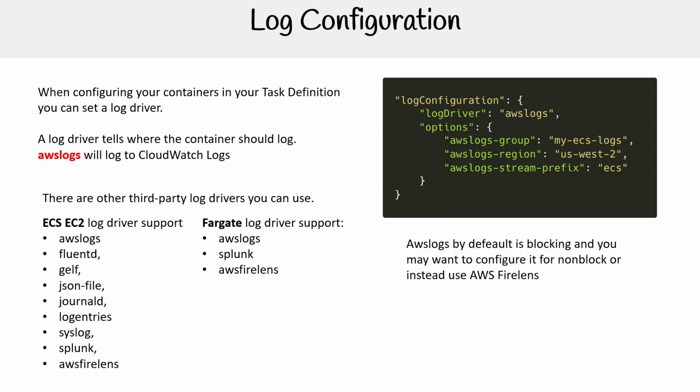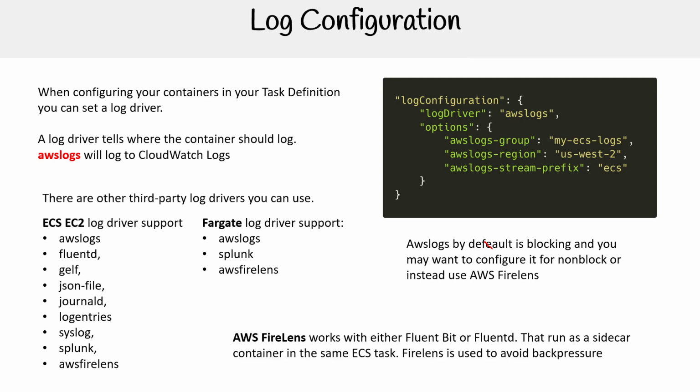AWS Logs by default, and yeah, I see the spelling mistake. I apologize on there. I don't think that E is supposed to be there. By default it is blocking, and you may want to configure it to non-blocking or instead use AWS FireLens. So FireLens works with either Fluent Bit or FluentD that run as a sidecar container in the same ECS task, and FireLens is used to avoid back pressure.